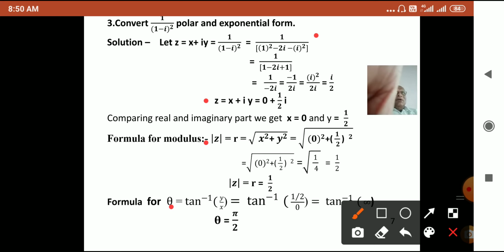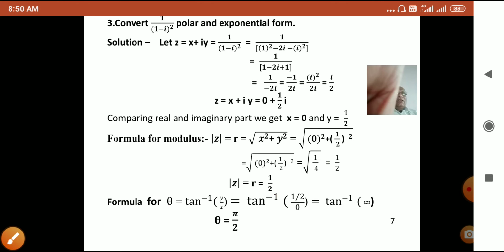So modulus can be found using the formula r equal to square root of x square plus y square. Substitute the value of x as 0, substitute the value of y as 1 half, its square. So this will be 1 by 4, so 1 half means mod of z, which is equal to r, which is equal to 1 half. Now find the value of theta, that is tan inverse of y by x. So substitute the value of y, that is 1 half, and x as 0. So this will give tan inverse of infinity, so theta equal to pi by 2.